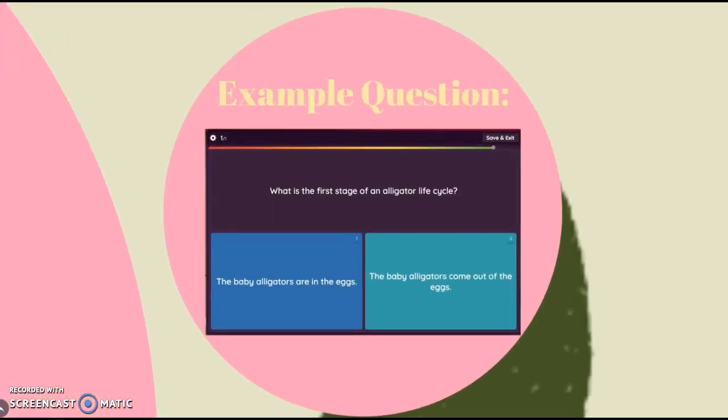I took a screenshot of a quiz that I made about the alligator life cycle. So here you can see the question, you can see the two choices they can pick from, and I gave them 1 minute to answer this question. Again, you don't have to have a time limit, you can have no time limit.